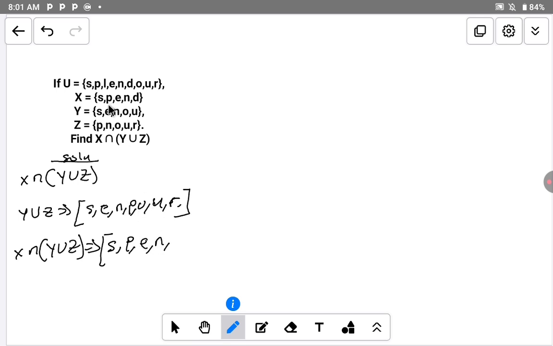So D, they don't have D here, so D is not common to both sides, which means D is not in their intersection. We don't have any letter again. There's no O in S, so these are the elements they have in common. The answer is equal to SPEN. We were trying to find the value of S intersect open bracket Y union Z. The answer is the set SPEN. This is the answer, and that is step by step how to solve this mathematical question.